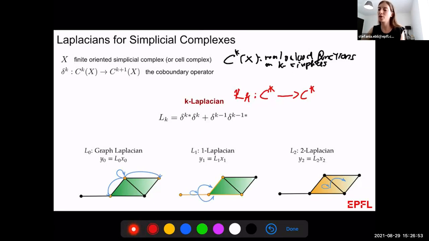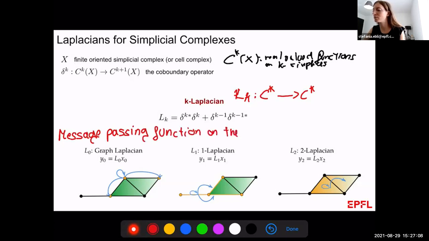We can think about the Laplacian as a message passing function on the simplices. This terminology comes from graph neural networks, in which they define message passing functions on the nodes. So a Laplacian can be just thought of as a message passing function on the simplices. Okay, so we have now defined what the Laplacian is.